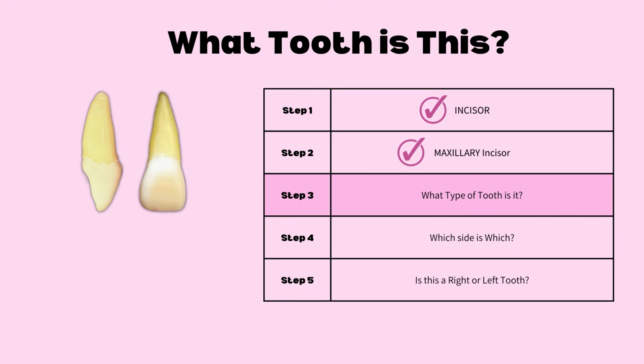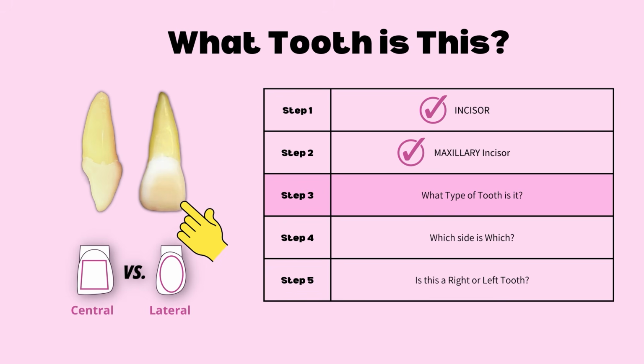Step 3, what type of tooth is it? For the maxillary incisors, we're determining central versus lateral. The central incisor has a straighter outline and sharper angles compared to the more curved and more rounded lateral incisor. This tooth we're looking at, quite square, straight lines, sharp angles. This is a maxillary central incisor.